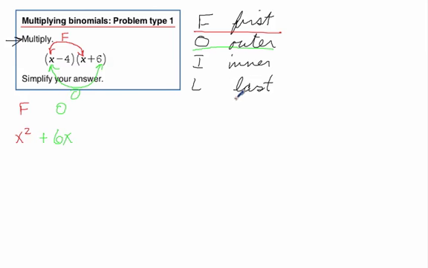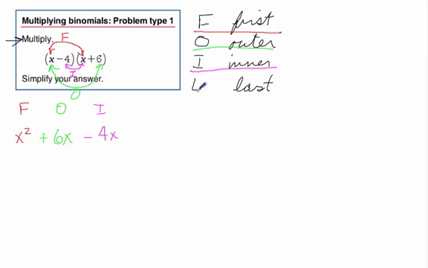Okay, now let's look at the inner. The inner means that we're going to multiply the two innermost or the closest things together. That's a negative 4 times x. So our inner gives a negative 4x.